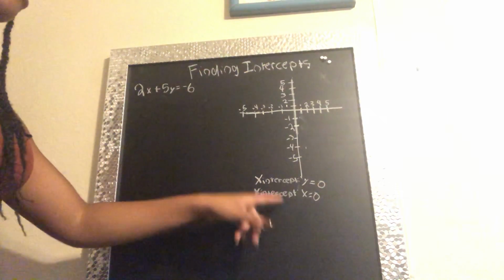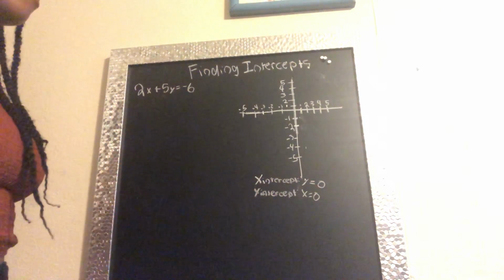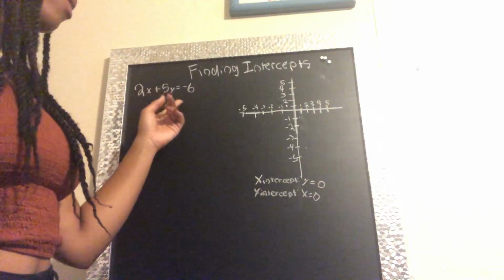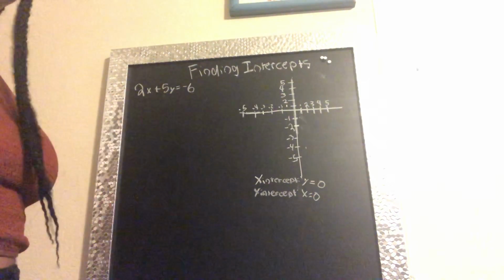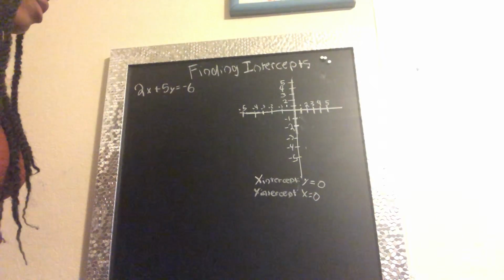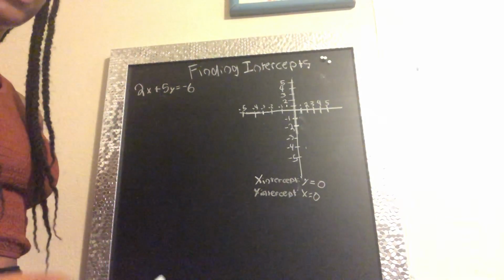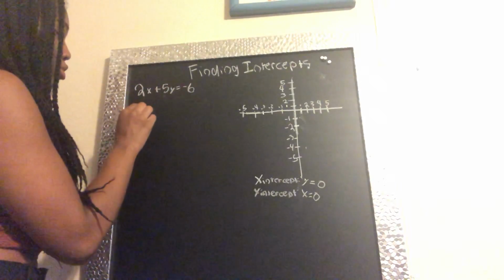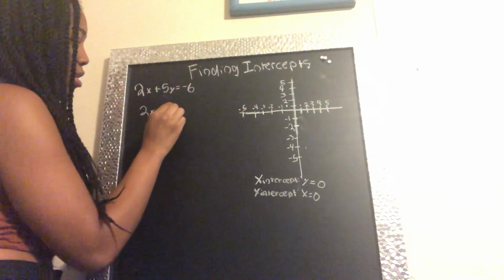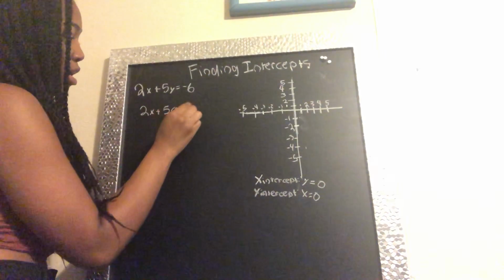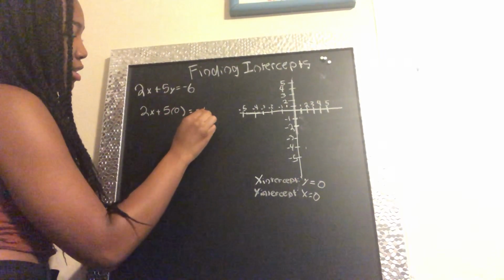Now let's use these values to find our intercepts. When we make x 0, we will find our y-intercept, and vice versa. When we make y 0, we find our x-intercept. So let's see what this problem would look like when y is 0, so we first find our x-intercept. So 2x, we're plugging in 0 for y, 5 in parentheses 0 equals negative 6.